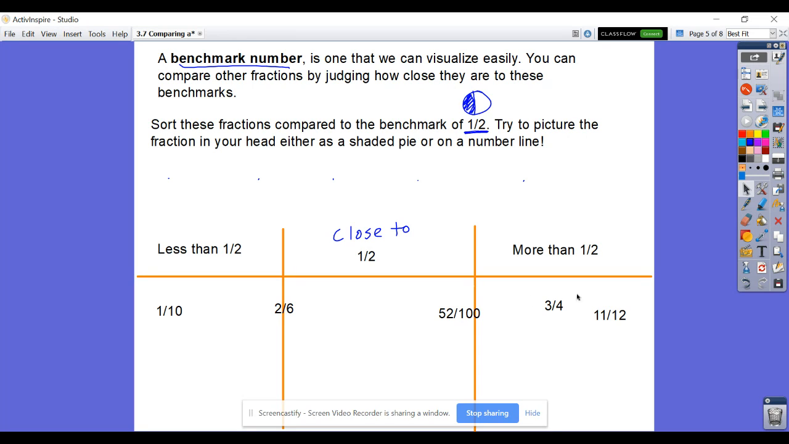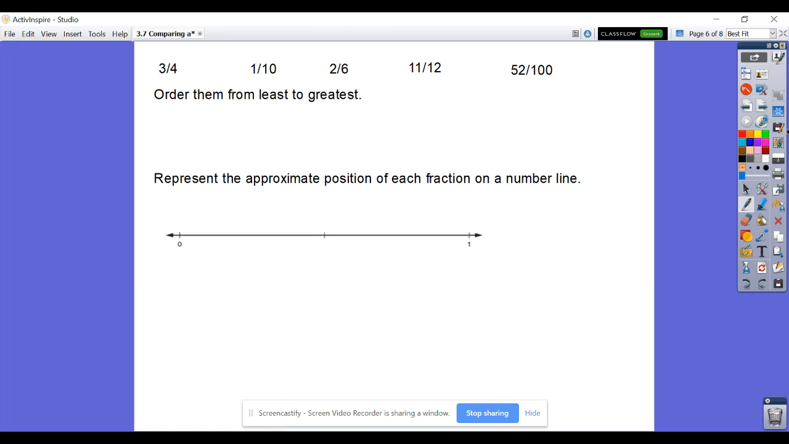So now that you have these written out in order just by comparing to the benchmark, it's going to be much easier when you have to order them on a number line. So we will order the fractions from least to greatest, but let's first position them on a number line, and I'm going to use what I just figured out.